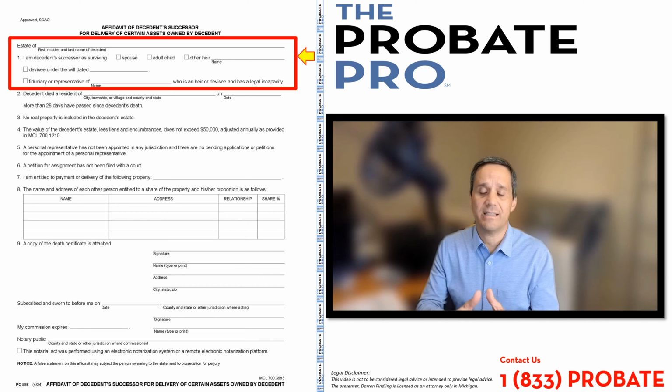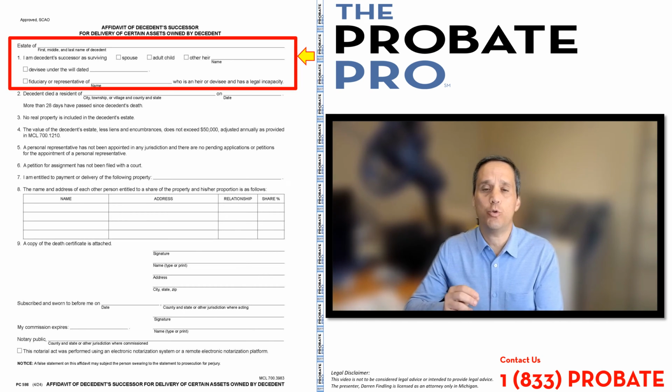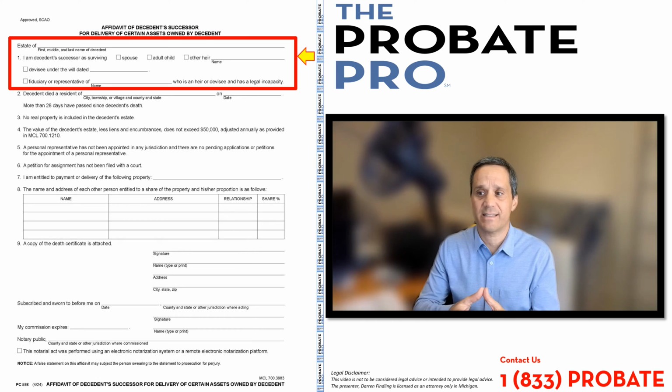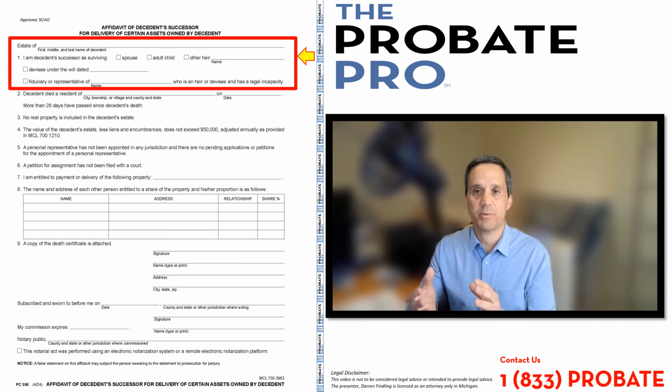It identifies in paragraph 1, how are you related to the person that died, the decedent? Are you the spouse? Are you an adult child? What is your relationship to the decedent that authorizes you under the statute to gain access to these funds? Are you the devisee under the will? Meaning, was there a will in which that will named you as the person that takes? Or are you the fiduciary who is an heir of or devisee of the person entitled to the property? So again, paragraph 1 identifies how you are related to the person that died.